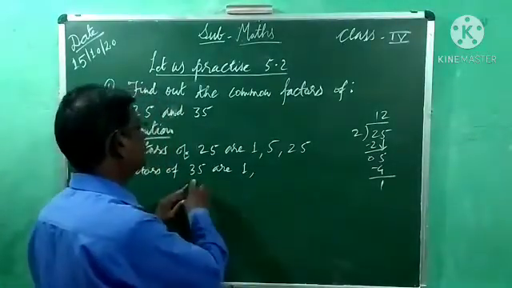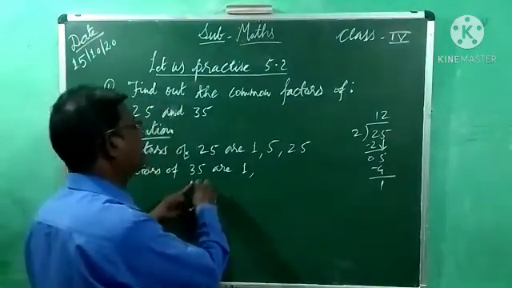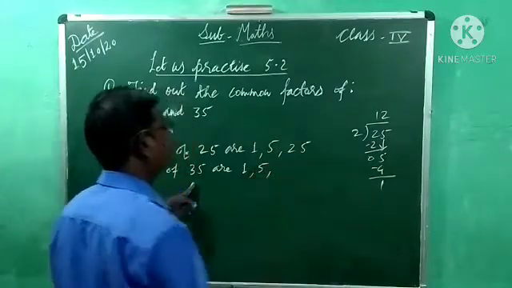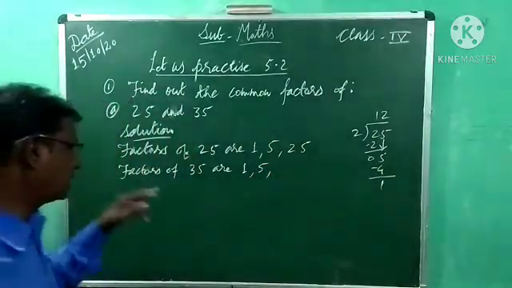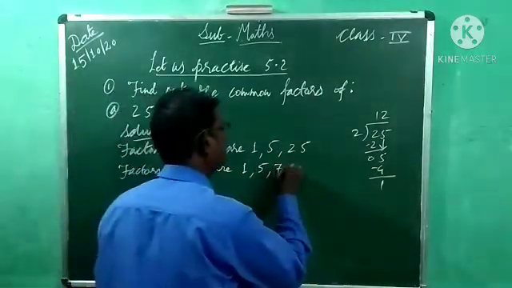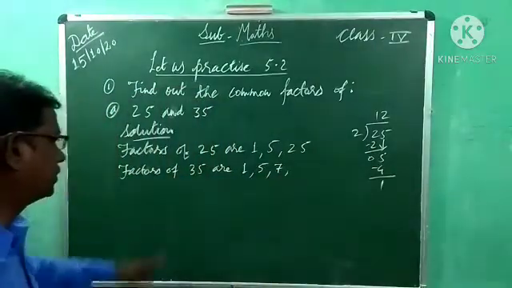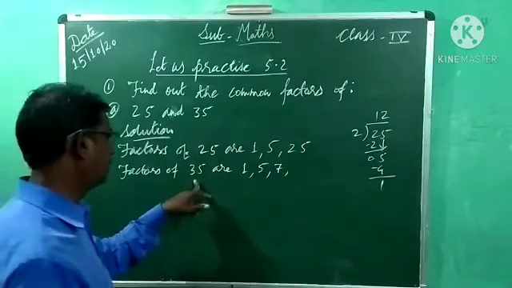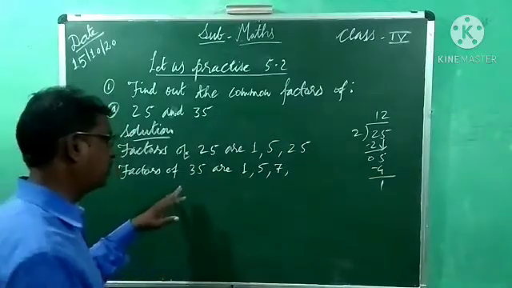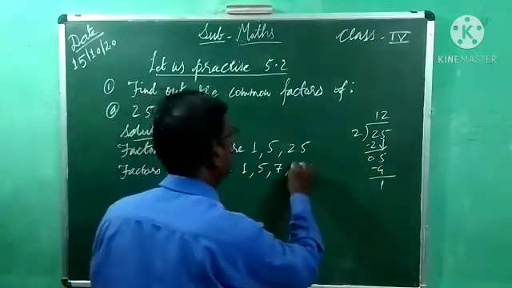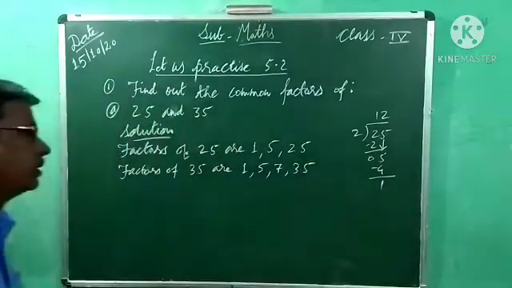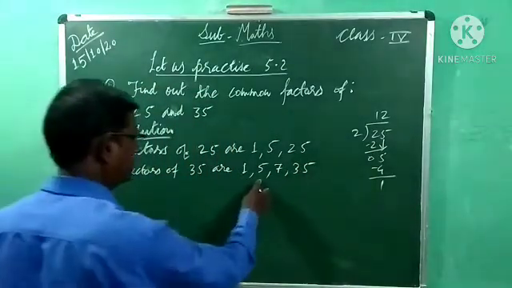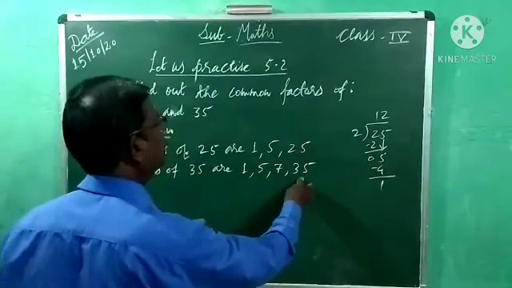Now 3's table, 3 also not getting. 4 not. 5: 5 sevens are 35, isn't it? 5 sevens are 35. 6 not. 7: 7 fives are 35, 7 also. 8, 9, 10, up to 30 not possible. 31, 32, 33, 34 not, and 35 we are getting directly here. So here we get 1, 5, 7 and 35.